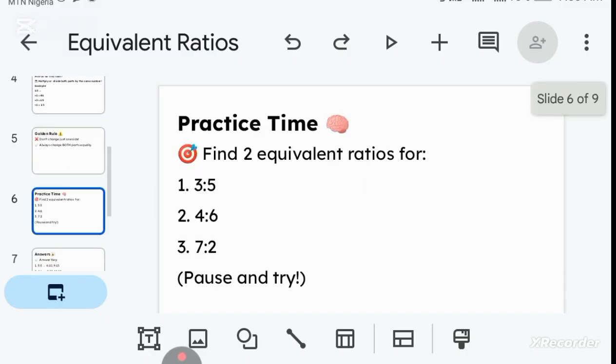Let's go into the next slide. Okay, all right, let's flex those brain muscles. Now try finding 2 equivalent ratios for each of these: 3 to 2, 3 to 5, 4 to 6, and 7 to 2. Pause the video, grab a pencil, and give it a go. I believe in you.